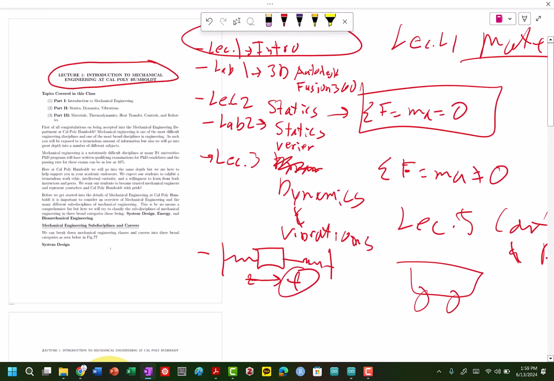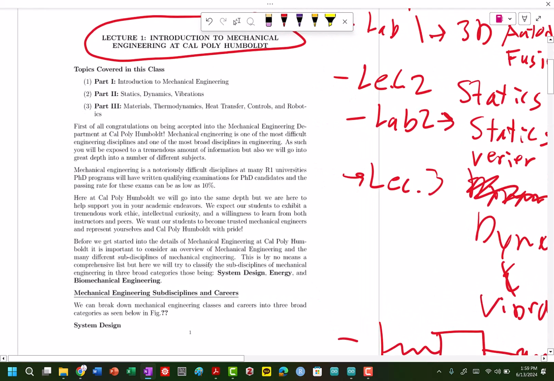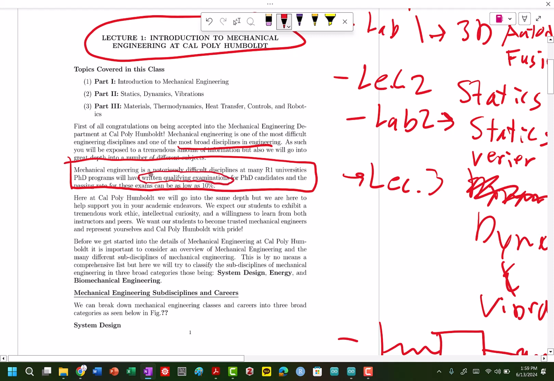And again, just to emphasize, mechanical engineering is one of the most broad disciplines of engineering. We're going to get into it quite a bit, but you're going to be exposed to a lot of different information. Typically, and we're going to talk about PhD programs, there's something called a written qualifying exam. It's an exam where if you pass, you can continue with the PhD. If not, you're kicked out of the program.